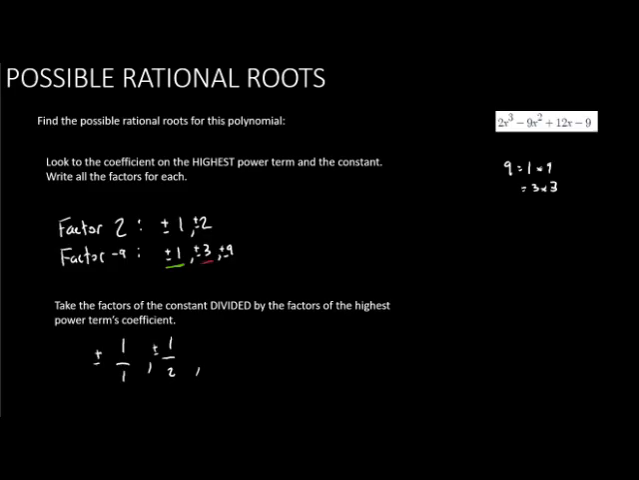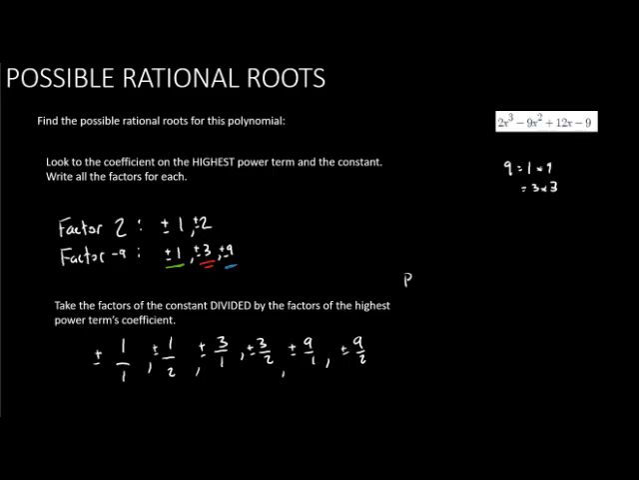Next, we'll move on to the next factor, that's plus or minus 3. So we'll now take that over both of the factors of 2. So we'll have 3 over 1 and 3 over 2, both with a plus or a minus. Then we'll do the same with our final factor, that's 9. So we'll have plus or minus 9 over 1 and plus or minus 9 over 2. So we have 6 different numbers for our possible rational roots.